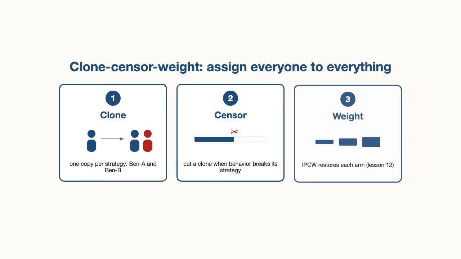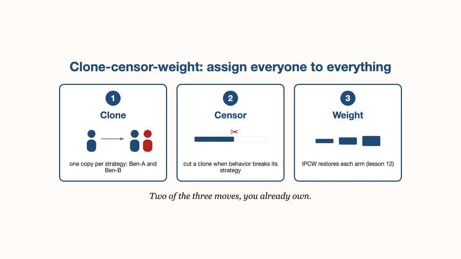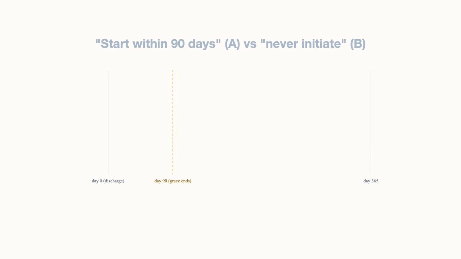2. Censor. Let each clone live exactly as long as the real patient's behavior stays compatible with that clone's strategy. Then cut it. Lesson 12's scissors. 3. Weight. The cutting is informative, so reweight with the censoring weights from Lesson 12. Clone, censor, weight. Watch it work on 2 patients over 1 year, with the grace period ending at day 90.